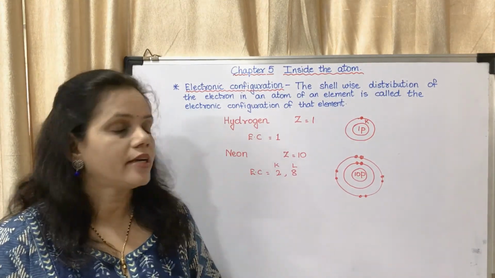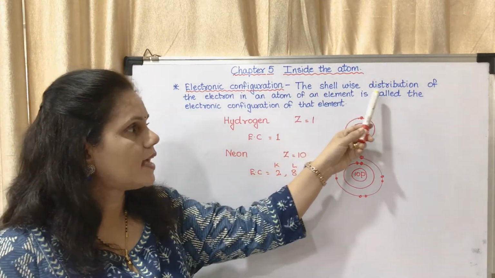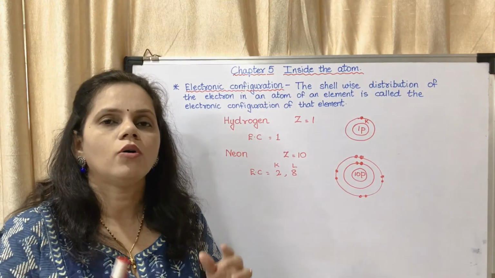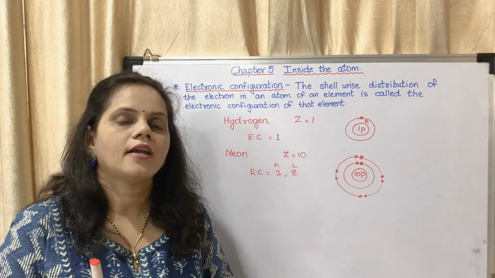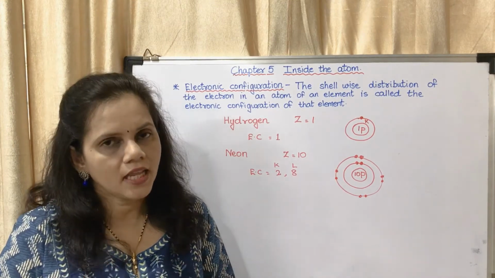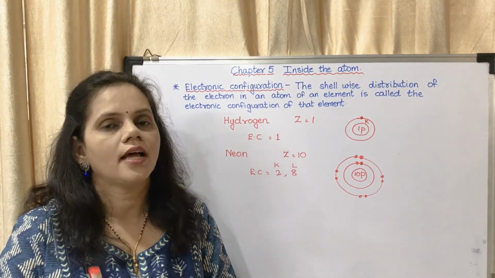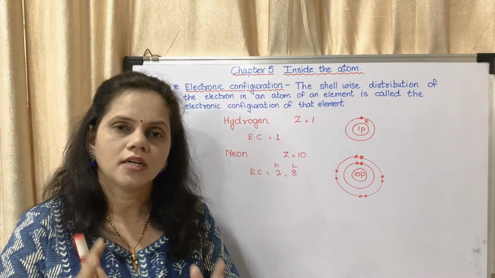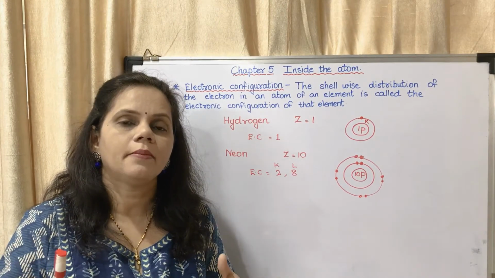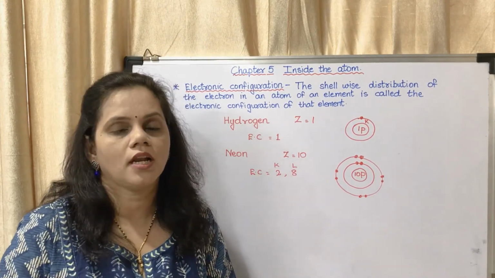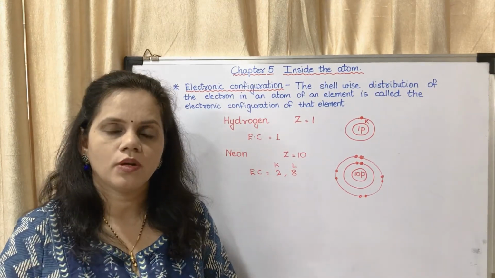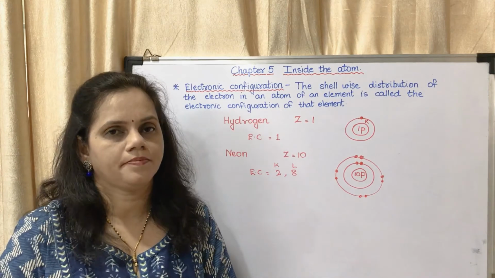So what is electronic configuration? It is the shell-wise distribution of the electrons in an atom of an element. How many electrons are there, and out of those electrons, how many are in the K shell, how many in the L shell, how many in the M shell, and how many in the N shell. It is not compulsory that every atom will have all the shells. Some elements will have only the K shell, some only K and L shells, some K, L, M shells.